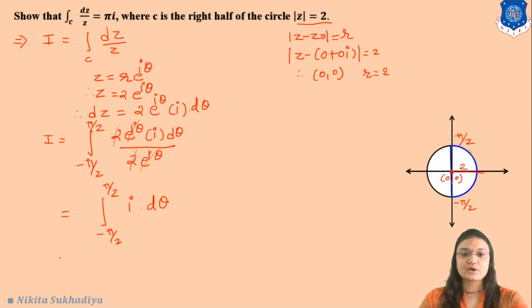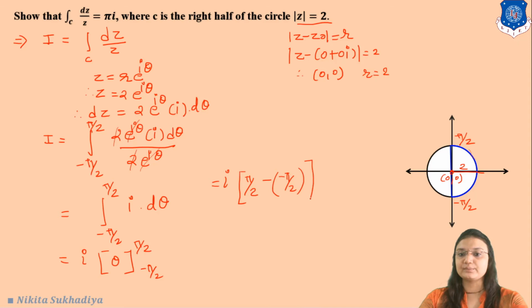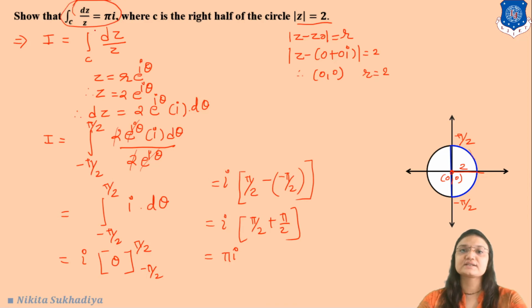Okay, so now taking integration, i is common, taking integration with respect to theta, so the integration of 1 with respect to theta will become theta, with limit from minus pi by 2 to plus pi by 2. Okay, now put the upper limit pi by 2 in place of theta, so we will get pi by 2, and minus the lower limit in place of theta, so this will become minus minus pi by 2. Okay, so we have the answer, that is pi by 2 plus pi by 2, so we finally have the answer pi i. Okay, so we have proved that the integration of dz by z is equal to pi i, where c is the right half of the circle modulus of z is equal to 2.